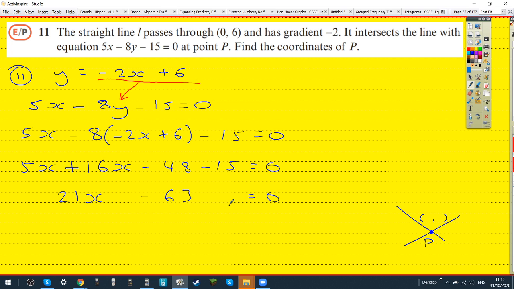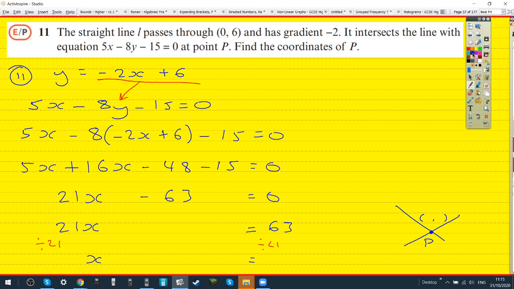And then would you have to divide it by a number to simplify it or something? You're trying to get x on one side by itself. So you'd minus 21x on both sides? You could, yeah. You could add 63 to both sides. Oh yeah, add 63 to both sides. So it'd be 21x equals 63. And then would you divide by 21 on both sides? So it'd be x equals 63 over 21, which is 3. So x equals 3.